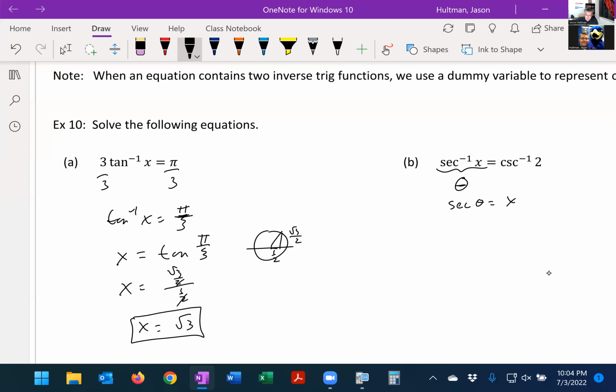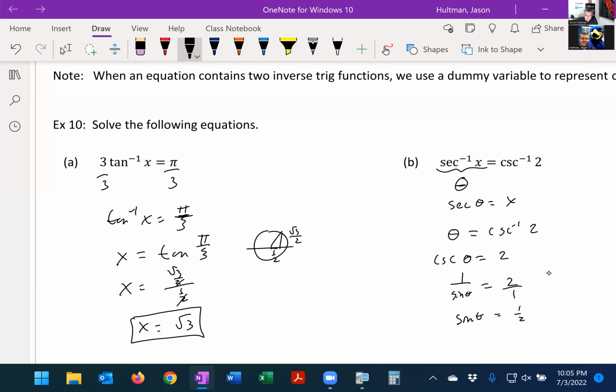Because this has two inverse trig functions, we're going to use theta as our dummy variable. Theta is equal to the inverse cosecant of 2. So cosecant of theta is equal to 2. Well, what's cosecant? Cosecant is 1 over sine theta. So 1 over sine theta is equal to 2. Doing a little bit of algebraic manipulation, if I put this 2 over 1 and then flip everything upside down, I get sine of theta is equal to 1/2.